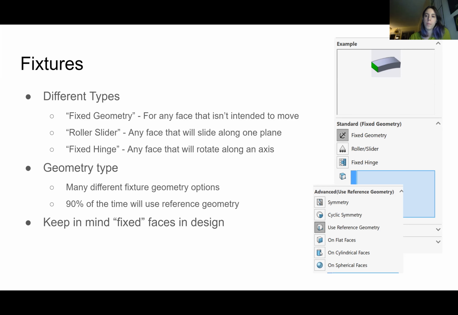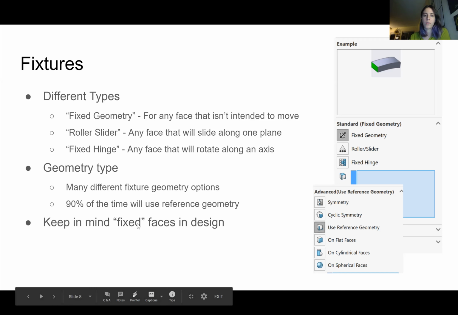deform. If you have other different systems, you can use a roller slider or fixed hinge, and that just confines the motion of that part to what would be dictated by that kind of mechanical connection. There's different options for the geometry that you use. 90% of the time you use reference geometry, which is where you reference something that's part of your part already, I'd assume. And then the fixed faces is what was described before.